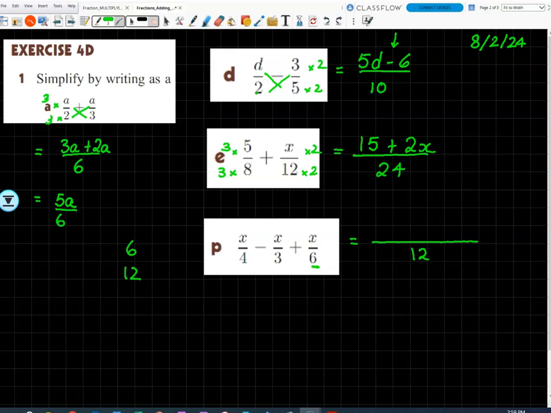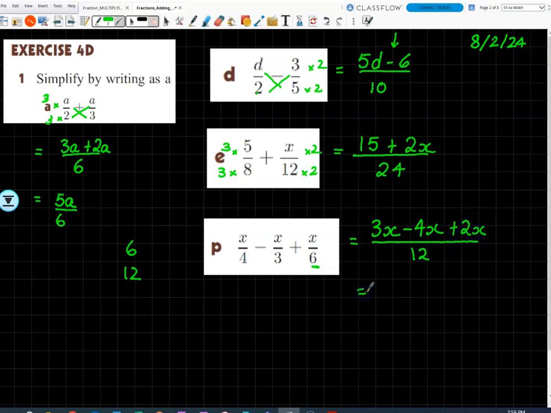Just go along and we go, okay, what did I times 4 by to get to 12? 3. So I've got to do the same upstairs. Uh-oh, there's an x there. That's all right. It becomes 3x. It says minus, I put minus. What did I times 3 by to get to 12? So times the top, 4x. What did I times 6 by? So it becomes 2x.